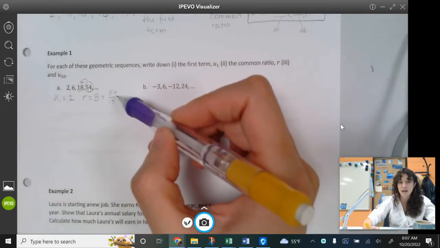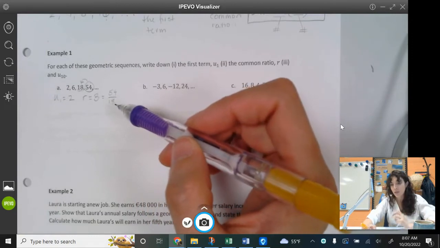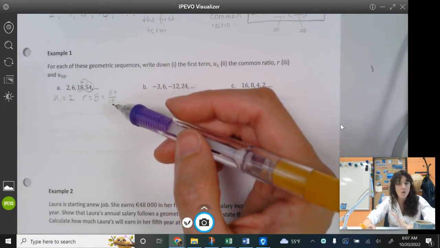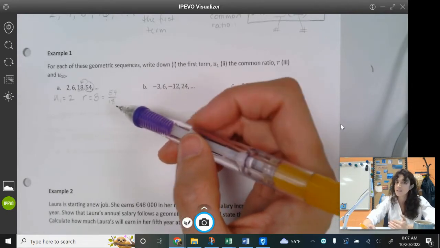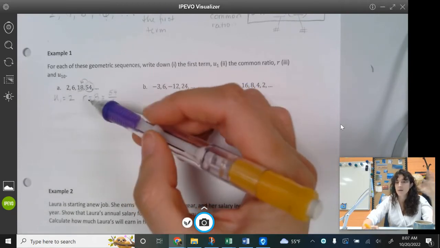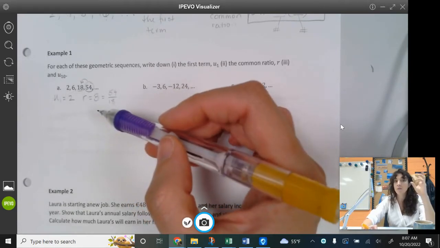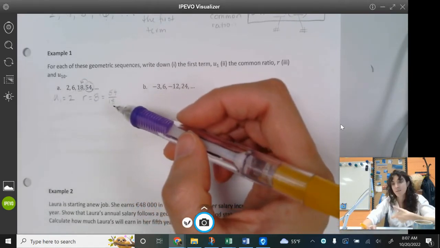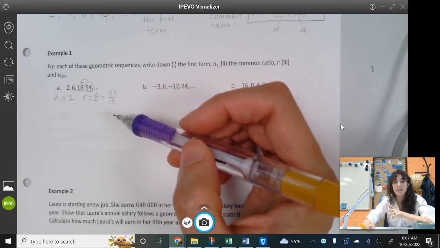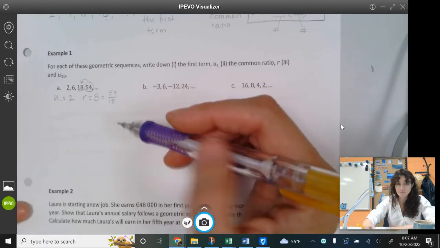If I did 18 divided by 54, I would have gotten 1/3, which doesn't make sense because I know that I'm getting bigger. So just always pause, assess, does this make sense? Even in the middle of your problem, right? Okay, 3, yeah, okay, good, that makes sense, I'm getting bigger. If it was 1/3, all I would need to do is flip that fraction upside down and it would get me the correct ratio. So if you did it upside down, just flip it and you're good.